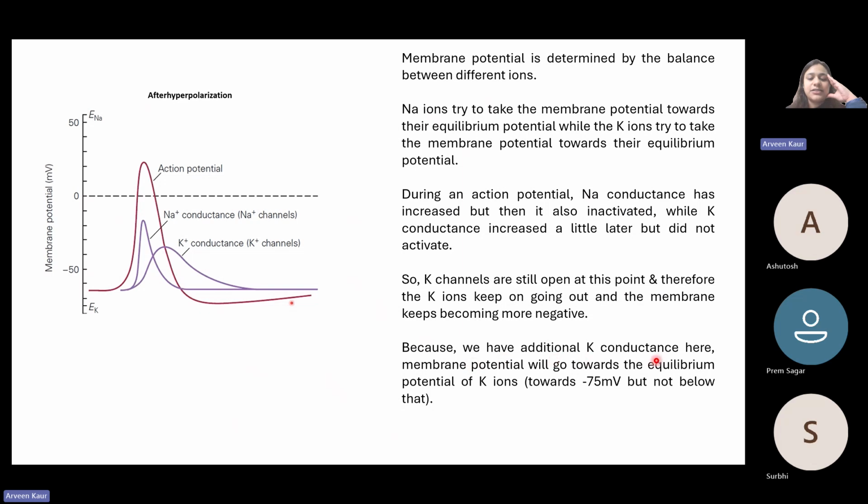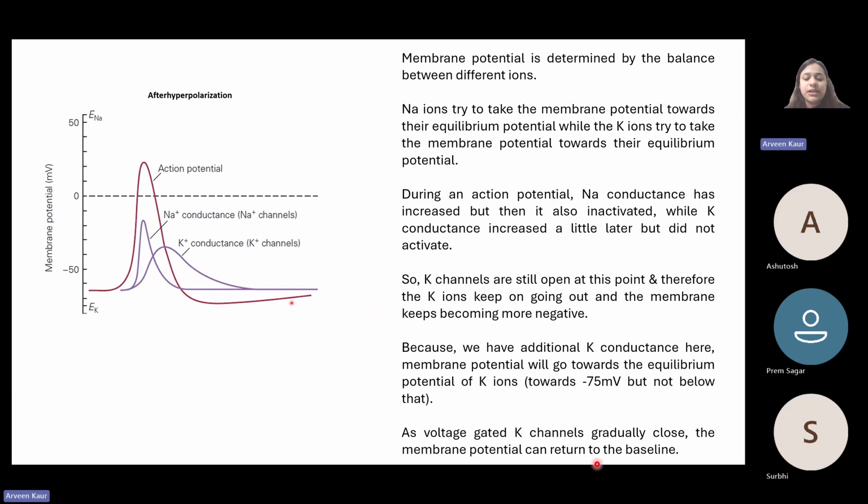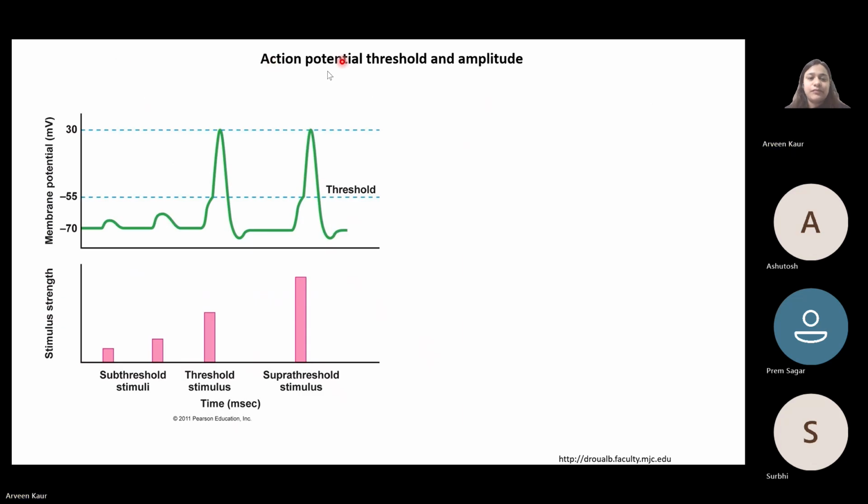Because we have additional potassium conductance here, the membrane potential will go towards the equilibrium potential of potassium ion, which is towards minus 75. But it will not go below this point, below the equilibrium potential of potassium at least, right? So, as voltage gated potassium channels gradually close, the membrane potential can eventually return to the baseline.